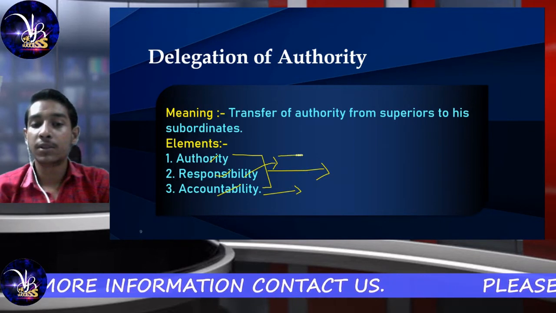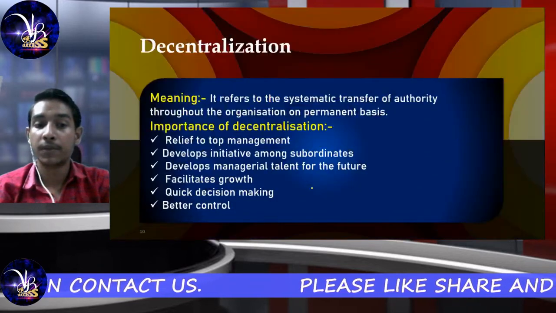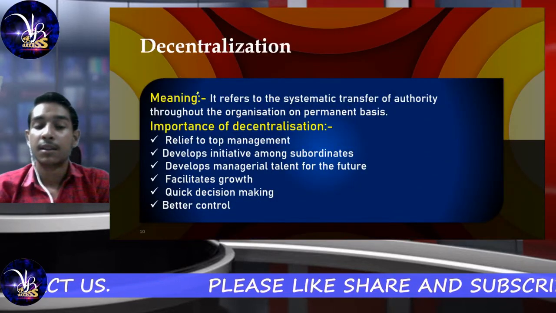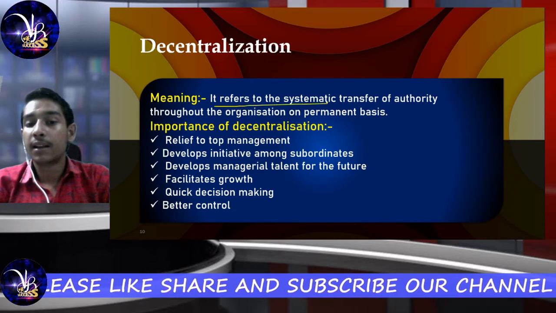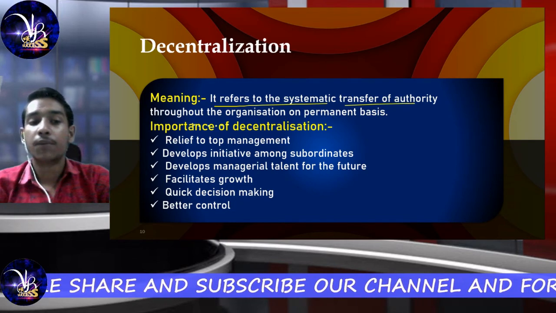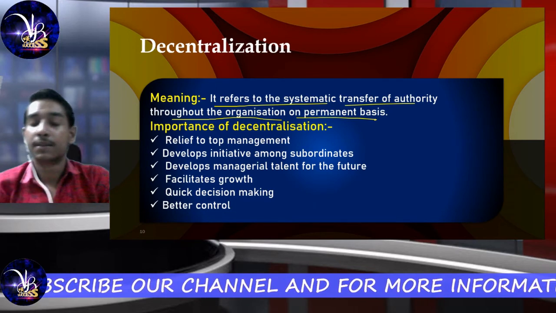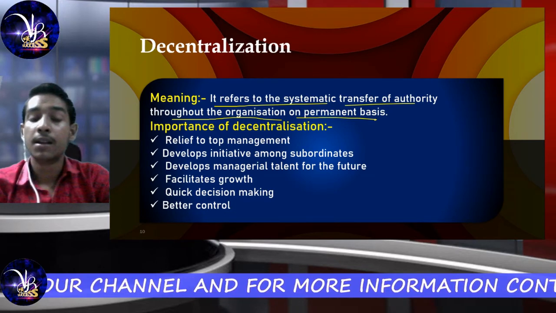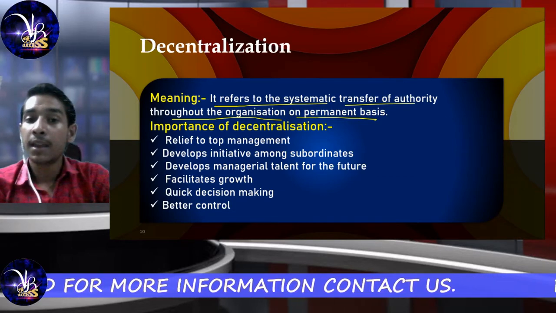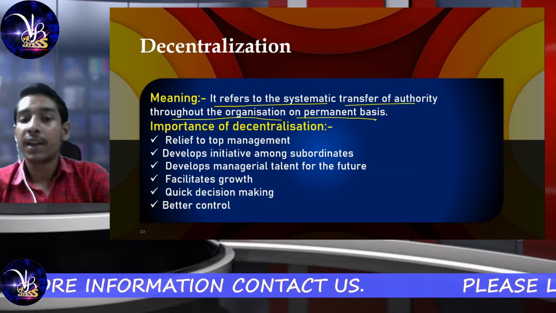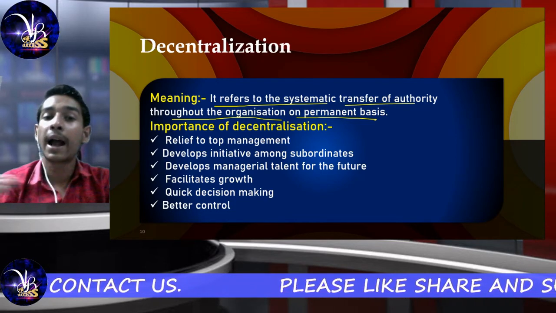So these are all the terms. Now let's move forward to the next topic, which is decentralization. Decentralization refers to the systematic transfer of authority throughout the organization on permanent basis. Decentralization is simply the transfer of authority in a systematic way throughout the organization on permanent basis, on a regular basis.